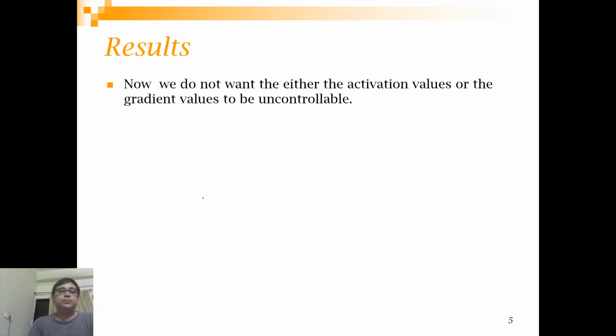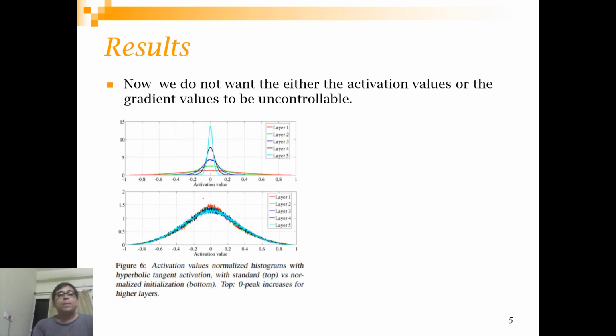All right. So if we do not want either the activation values or the gradient values to be uncontrollable, you will use this kind of normalization technique, and this is the result from the original paper of the authors. This is an example where 5 layers are being used, and we are concerned about both the activation values, which are involved in the forward propagation, and also the derivatives, which are applied in your backward propagation.